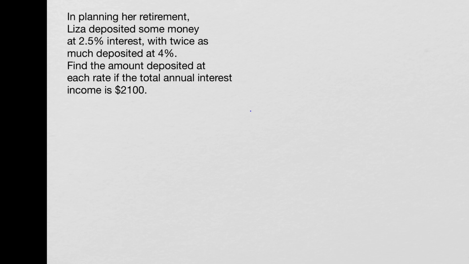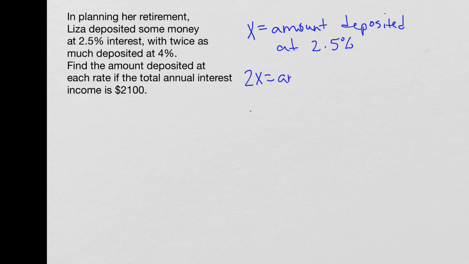So we're going to take the fact that she deposited some money. We don't know how much, so we'll call it X. X will be the amount deposited at 2.5% interest. So we know that she deposited an X amount of dollars at 2.5% interest with twice as much at 4%. So twice as much would be 2X. And this is the amount deposited at 4% interest.